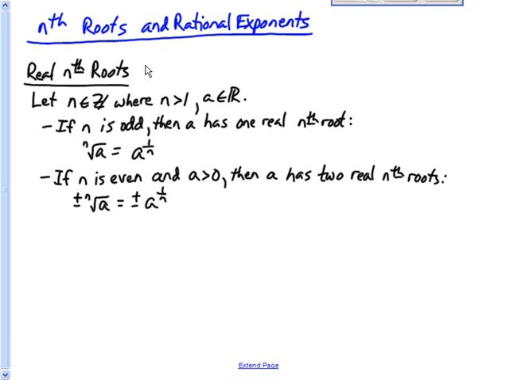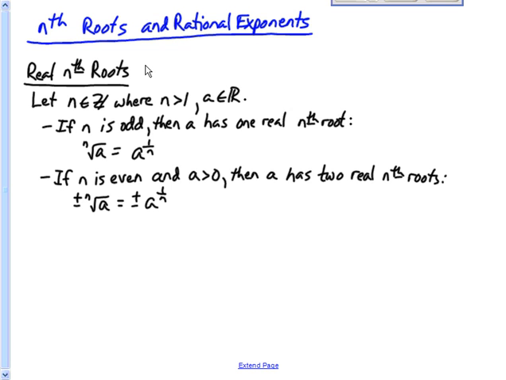We're going to talk about nth roots and rational exponents today, with the objectives to evaluate nth roots using radical notation and exponential notation, and to use those nth roots to solve some problems. So let's talk about real nth roots.